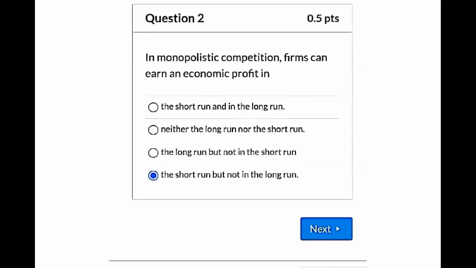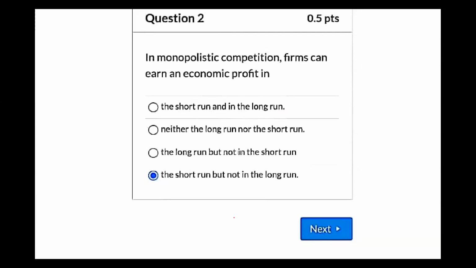When can a monopolistic competition firm earn an economic profit? Okay, let's start. Yes, sir. When it's in the beginning, it will earn a profit before the other competitors come in, which is in the long run.